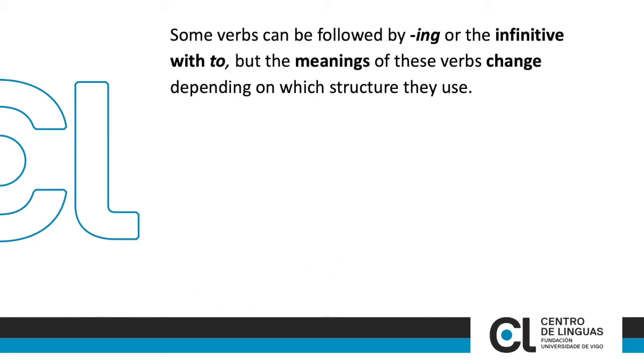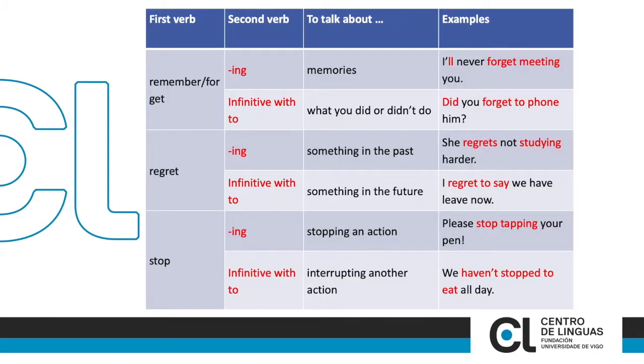Finally, we're going to look at a category of verbs that are followed either by the ing form or the infinitive with to, but the meanings change depending on which structure you use. Here's a chart, and we're looking at 4 different verbs here. Let's look at the first one.